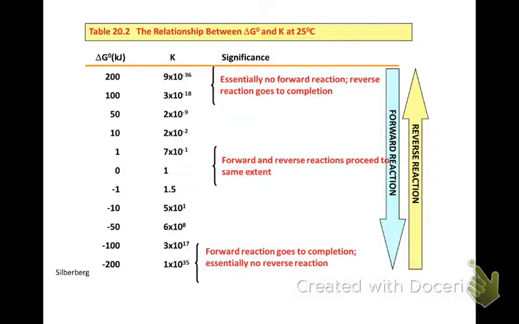And so if the standard delta G is a small negative value, then the reaction proceeds a little bit toward the products to get to equilibrium. If it is a really large positive value, then the reaction basically stays at the reactants. It doesn't proceed at all.